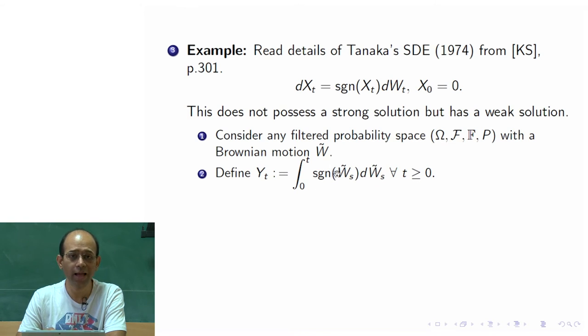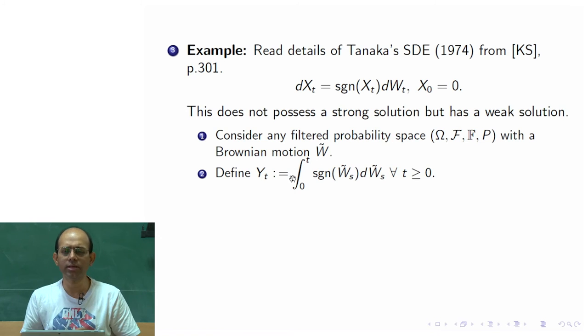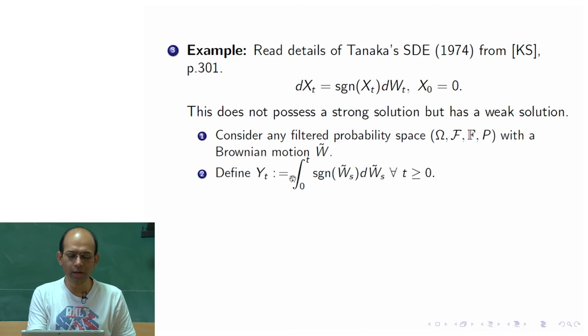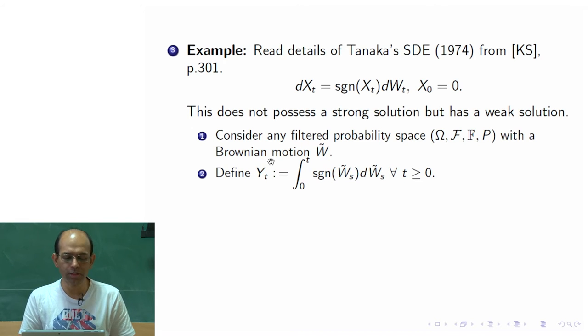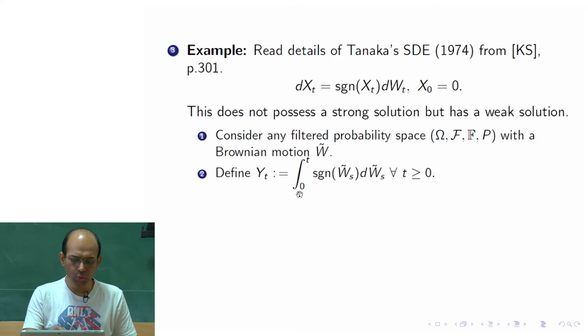This integrand has modulus 1 all the time. When that happens, that integral is also a Brownian motion. One can get that from Levy's characterization of Brownian motion. One can find the quadratic variation of y, which turns out to be t, and that uniquely determines that y is also a Brownian motion. There is a characterization of Brownian motion. So, we would get y is also a Brownian motion.